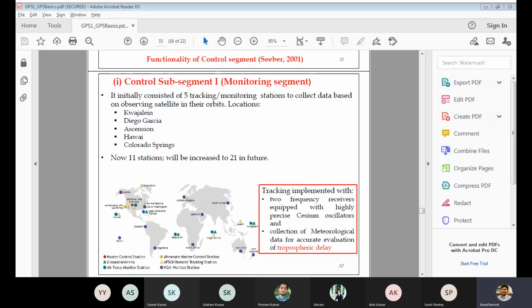At present, if you ask how much global coverage is available for monitoring sites, it is at present 16. I'm tracking the website right now, it is 16 at present. Okay, so these are the monitoring stations.